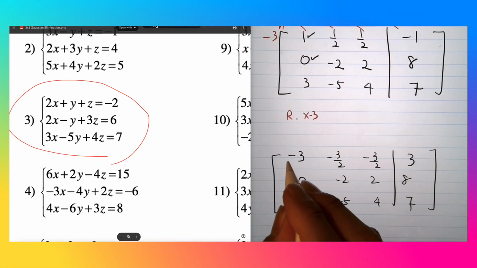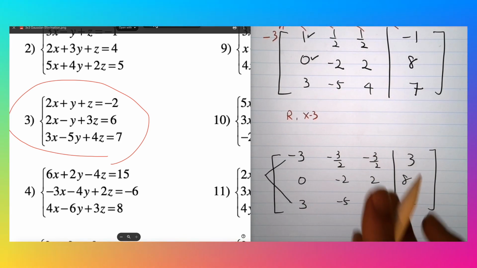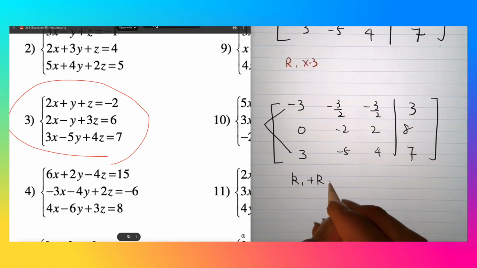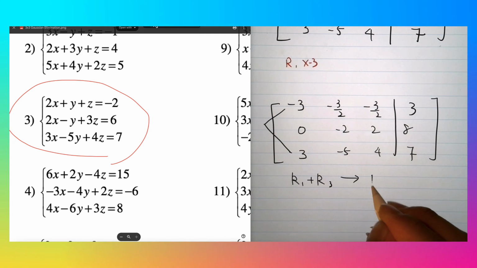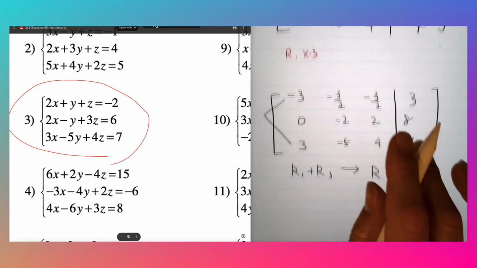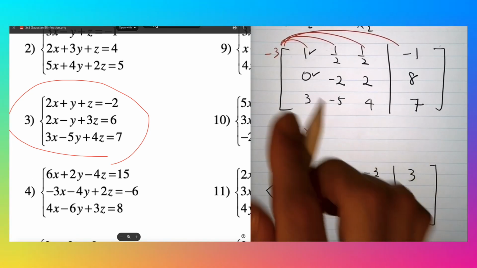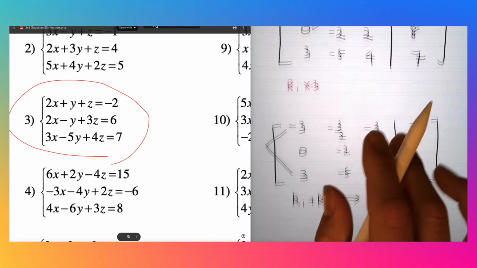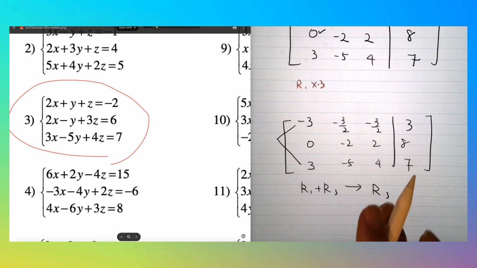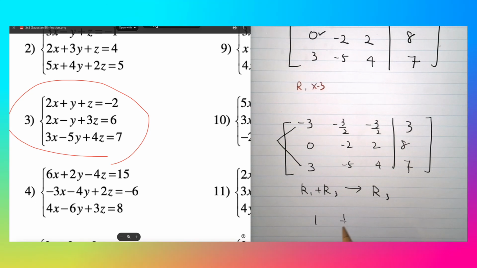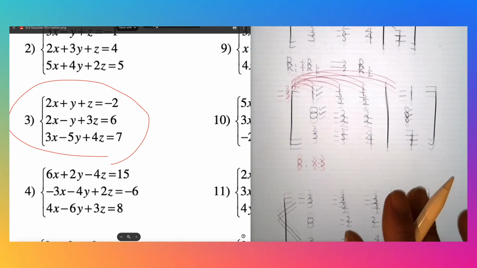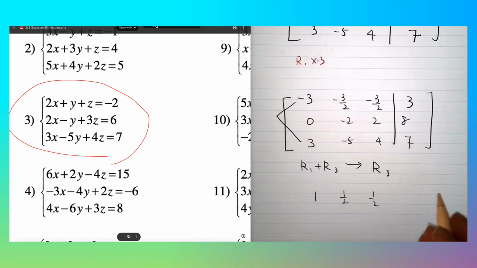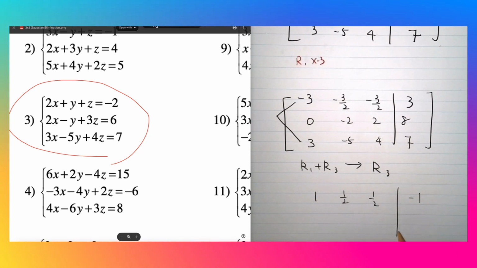What we need to do is combine these two together. In other words, we're adding R1 plus R3 and we will replace it with R3. That means your original row 1 is not going to change. It's still 1, 1 half, 1 half. Is my sign all correct? Okay, 1 half and negative 1.